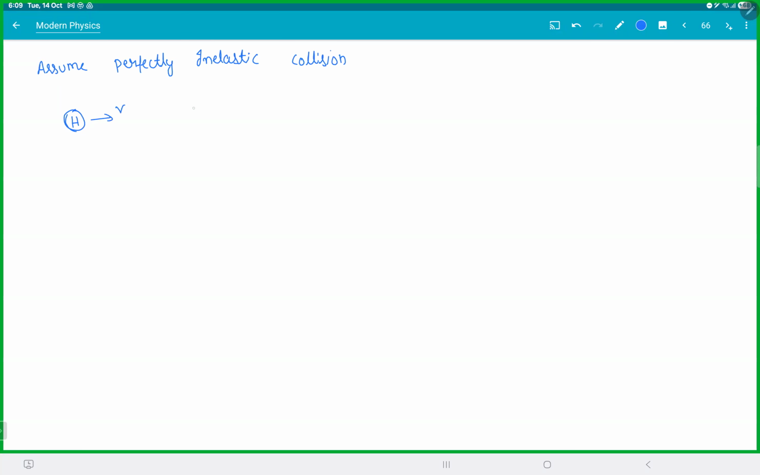This is going with speed v, this is at rest. After collision, they stick together. They stick together, that's your perfectly inelastic collision. This is how you get an H2 molecule. We see the speed becomes v by 2, by conservation of linear momentum.